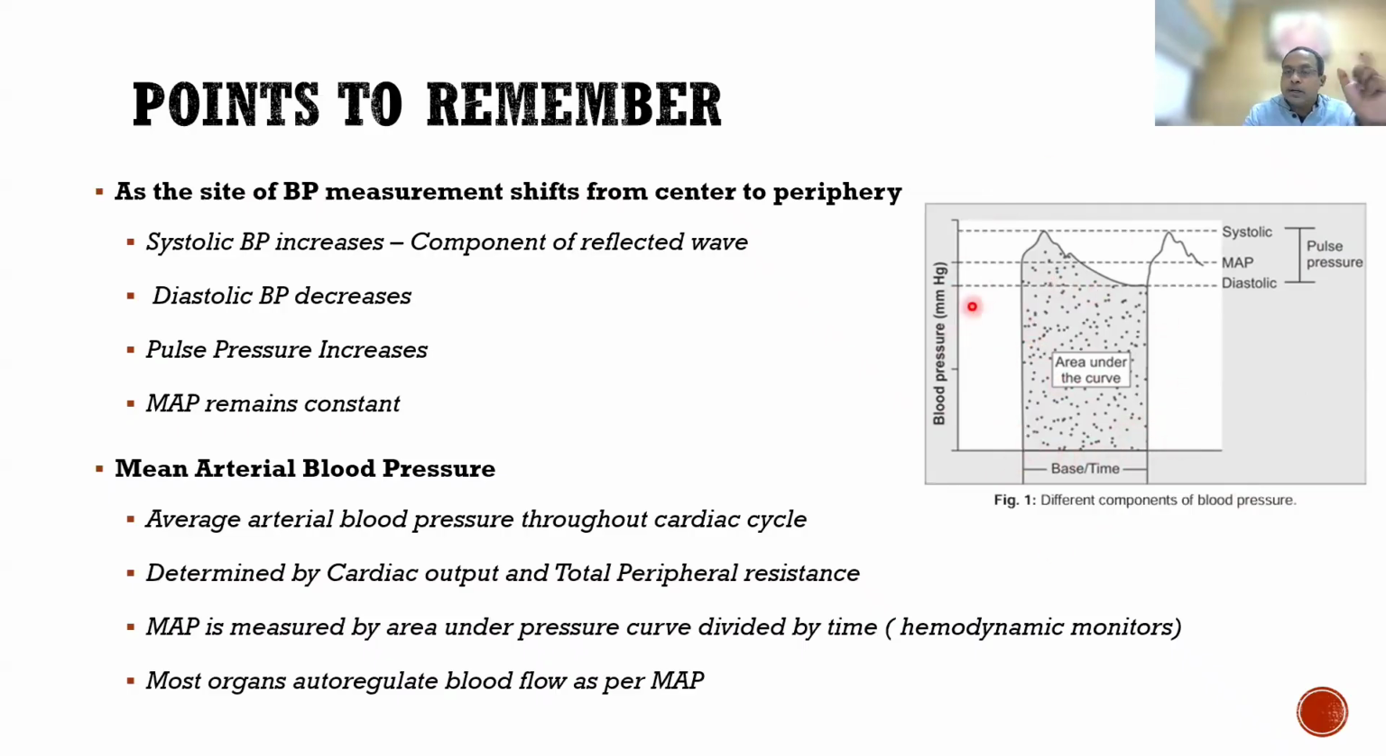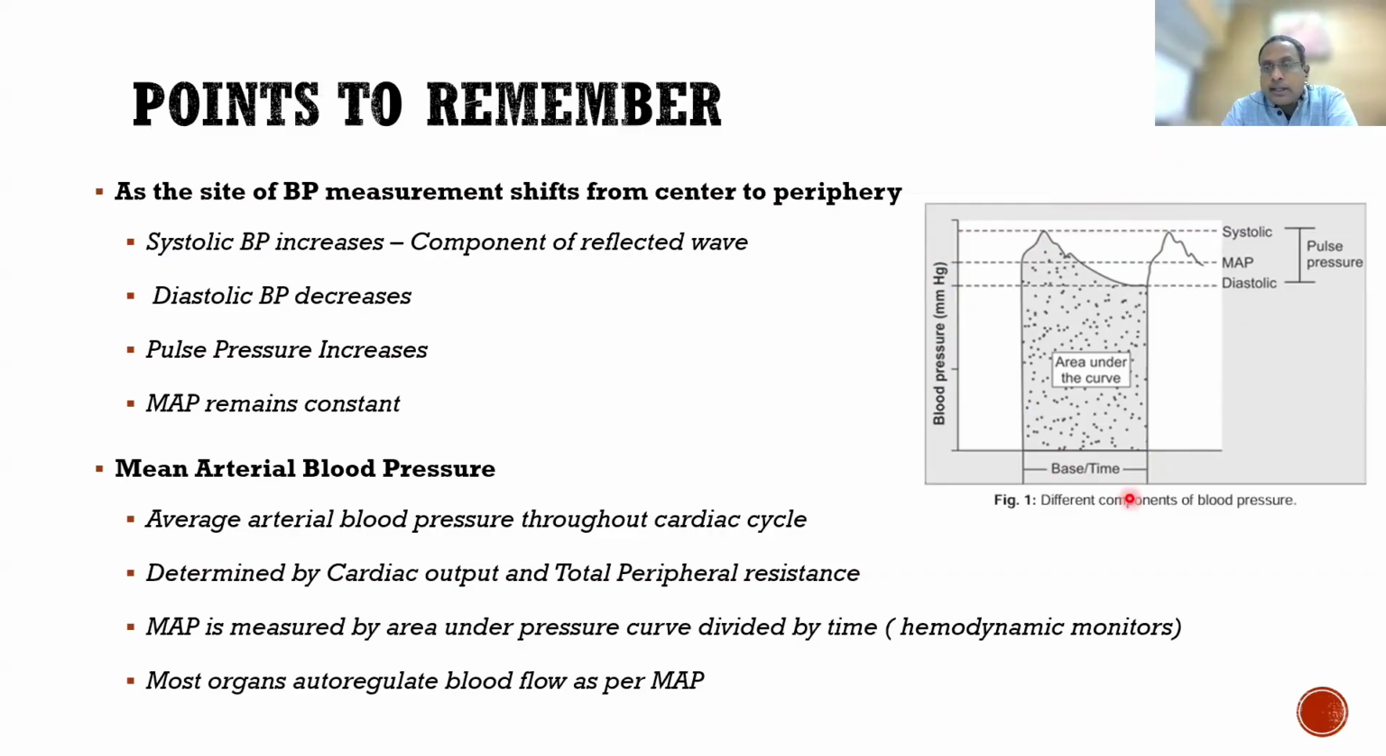This is how the monitor calculates the mean arterial pressure, and it is determined, as we know, by the cardiac output as well as the total peripheral resistance. Most organs autoregulate blood pressure as per mean arterial pressure. That is why in our clinical practice we are looking at the mean blood pressure, not the systolic or the diastolic blood pressure. So this is how mean blood pressure is measured.